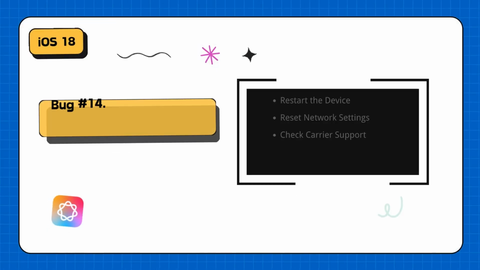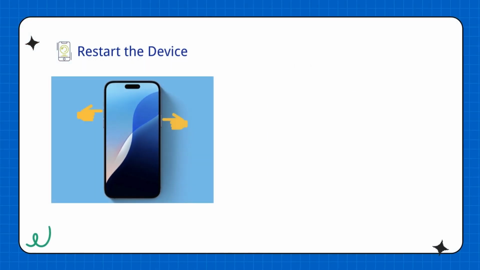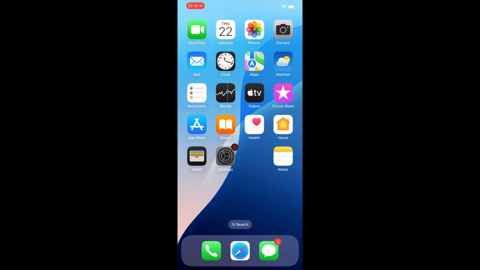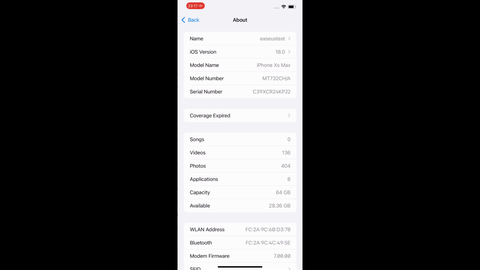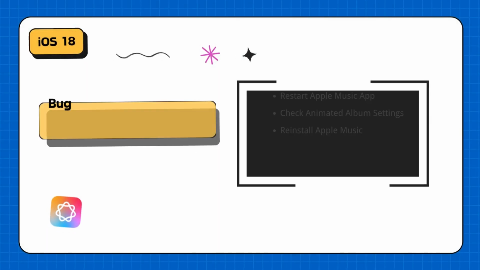Bug number 14. iOS 18 RCS not working. For issues with RCS messaging, fix 1. Restart your device as usual. Fix 2. Reset network settings as in bug number 2. Fix 3. Check carrier support for RCS by navigating to Settings, selecting General, tapping About, and looking for RCS settings under your carrier information.